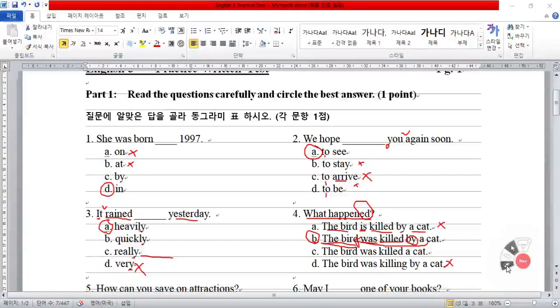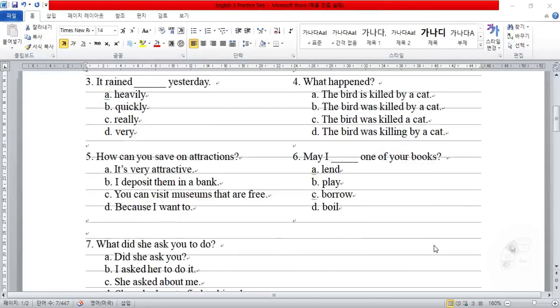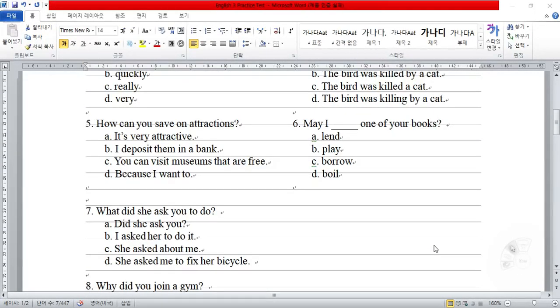Move on to the next few questions. Take a look at these three right here and see how we do. Number 5, how can you save on attractions? It's a question you may have encountered in Unit 9. So when you studied Unit 9 this semester, somebody may have asked a question. How can you do these things? How can you save on attractions?